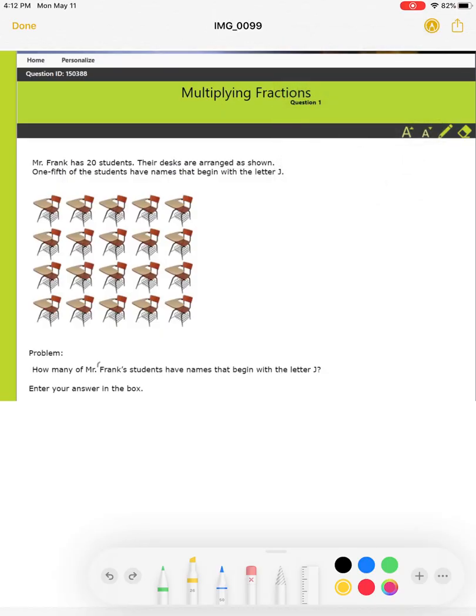Hey guys, so real quick I want to go over one question with you. So let's look at this question right here. It says Mr. Frank has 20 students. Their desks are arranged as shown.